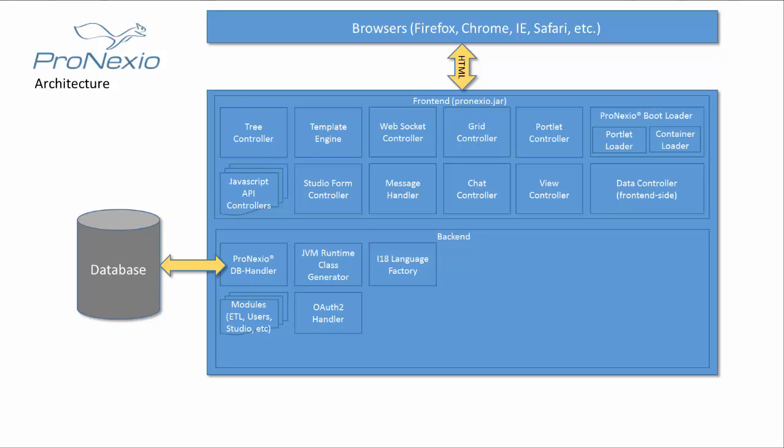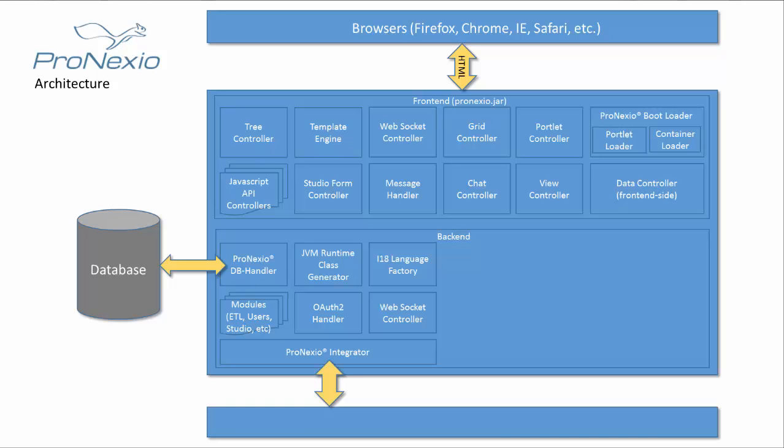And this is the first of our factories in ProNexio. This one is our I18N implementation for internationalization and localization. Again, a WebSocket controller, as we have seen its counterpart on the front end of ProNexio already. One important part we didn't introduce so far, the ProNexio integrator. This is the link to external business logic.